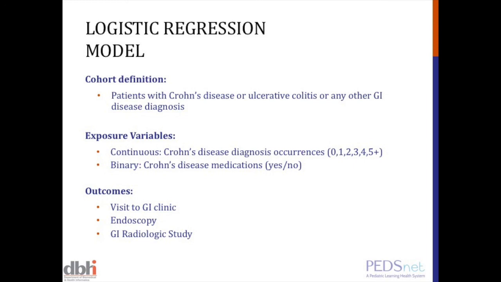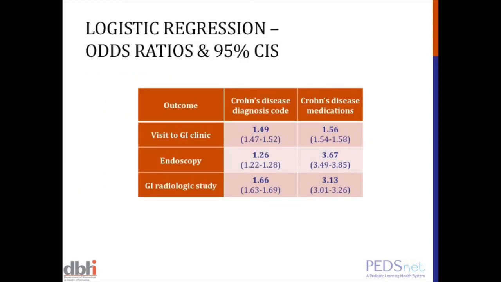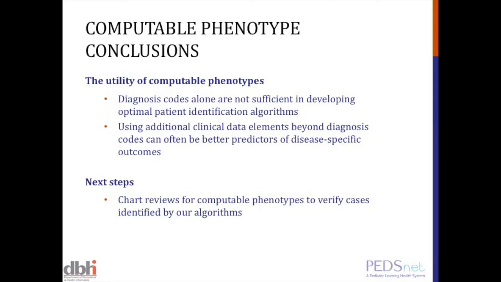And we look to see, do they have visits to GI clinic? Did they have an endoscopy? Did they have GI radiologic studies? We look at some odds ratios and 95% confidence intervals, and we see that diagnosis data alone was predictive of having any of these outcomes. But if we look at Crohn's disease medications alone, they are pretty similar for going to a GI clinic, not surprising, that if you're on a Crohn's disease med, you should be there, but much higher predictive values, odds ratios, that you would have endoscopy done or have a radiologic study done. And so this just shows that, when we're using computable phenotypes, the diagnosis codes alone are not sufficient in developing optimal patient identification algorithms. You throw in these extra data elements, and you can have better predictors that this is the true case that you're looking for.